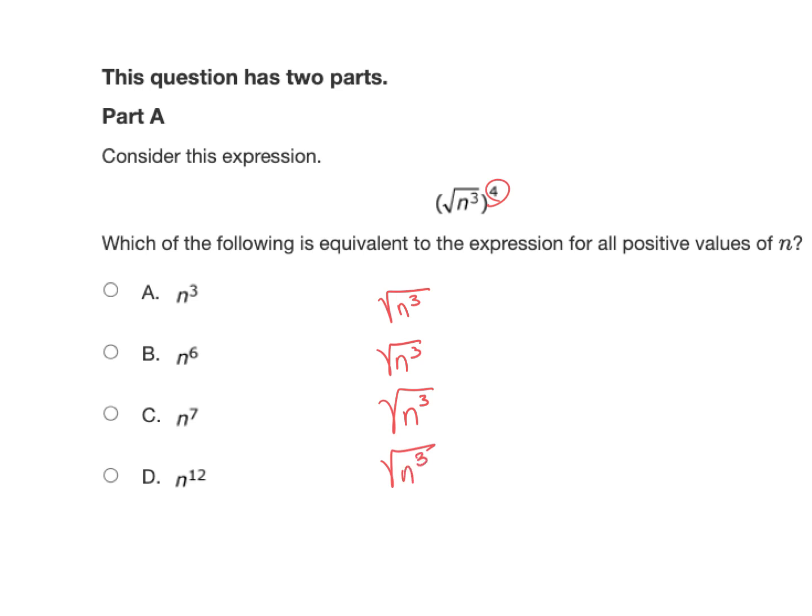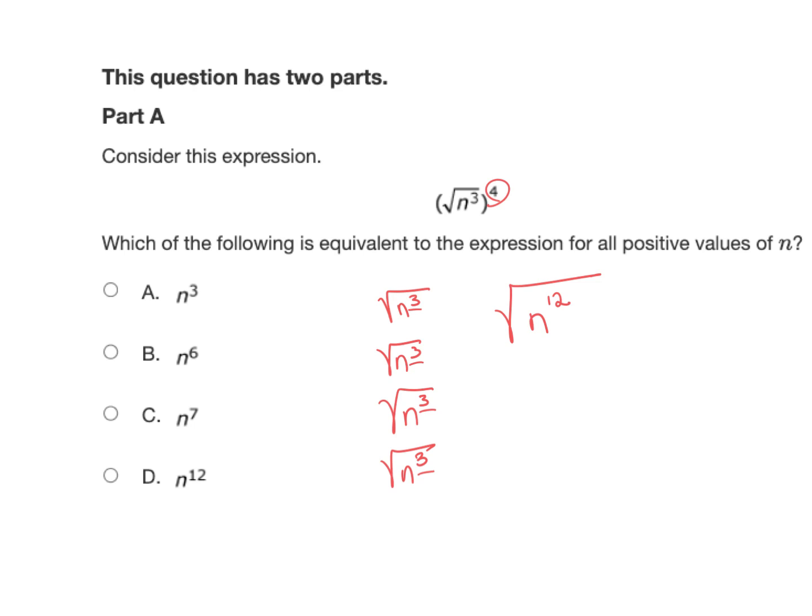Okay. Now, so what that means is that technically, I have n to the 12th. Okay, since all of them are underneath the square root, I can add up or multiply, extended addition, or do 3 times 4, which is 12. So I do have n to the 12th.